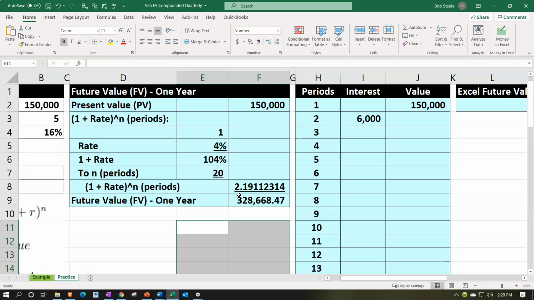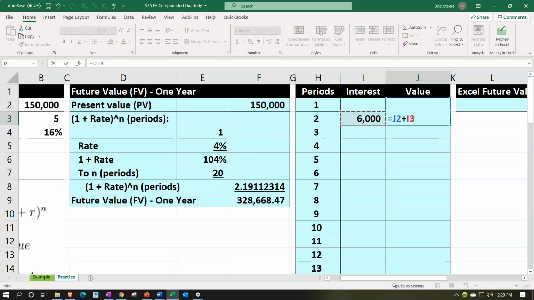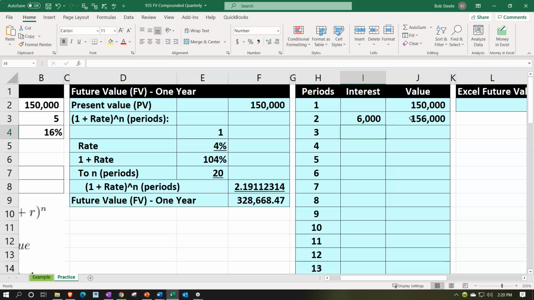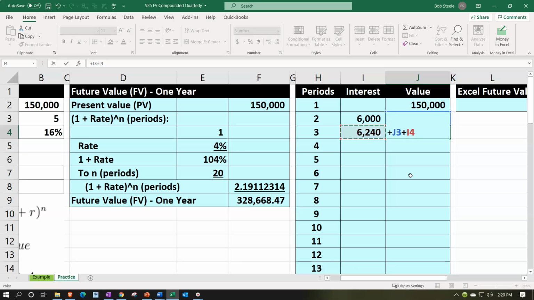So let's continue on here. We're going to say this is going to be then equal to the 150 plus the 6,000. So that's the 156. Well, let's do it again. This is going to be the 156 times the 16%, but then divide that by 4 to get the quarterly amount. There we have it. So it's going up a little bit. We can see it compounding quarterly. Prior balance plus the current interest we then have.